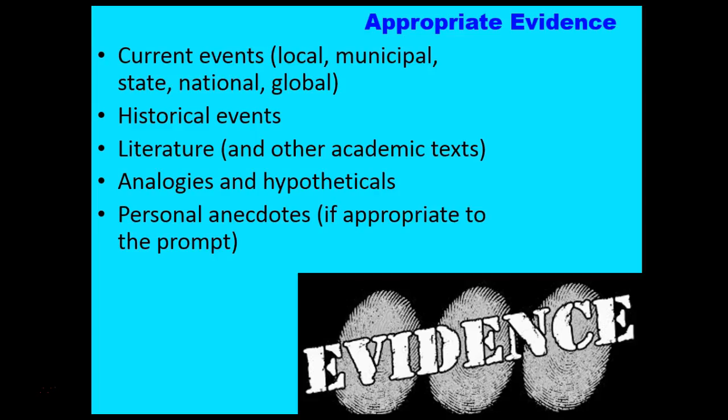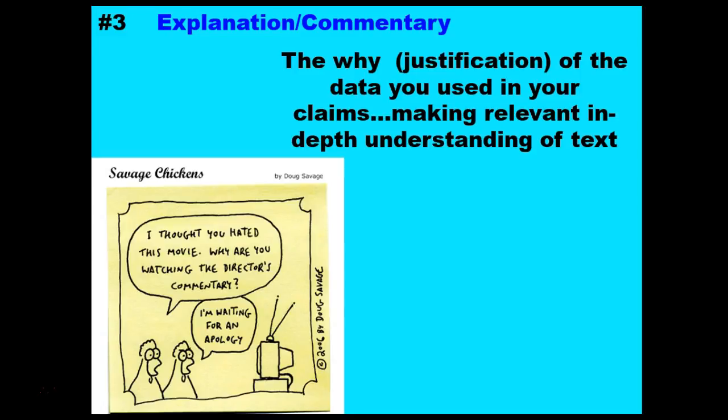All right, so some appropriate evidence you could use would be current events, historical events, literature, analogies, hypotheticals, and personal anecdotes. And those are not always appropriate, so you might want to steer away from those, especially in writing, unless it's specifically asked. Then you want to have some explanation, some commentary, the why, justify the use of your data. Why is it relevant? Why does it help the person reading understand your claim and the text?